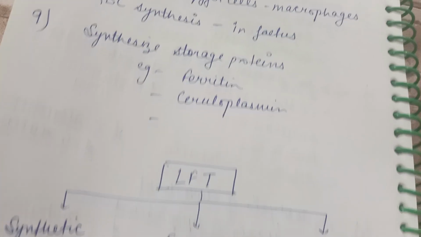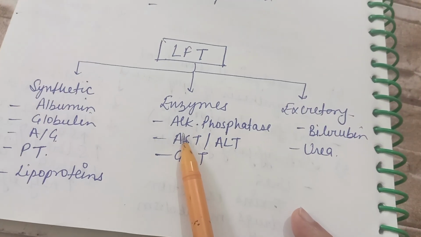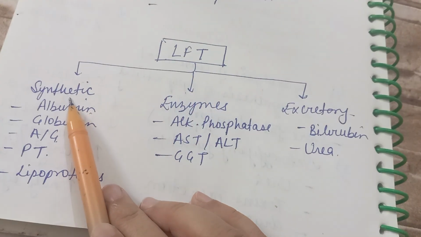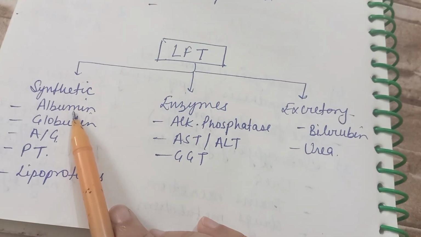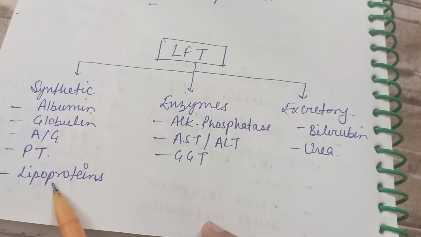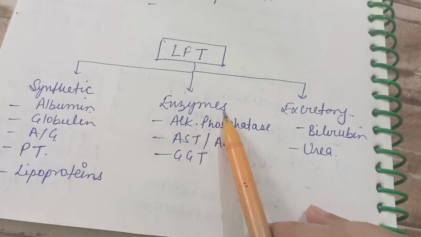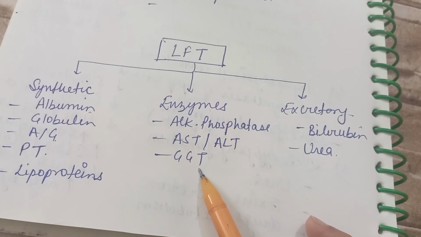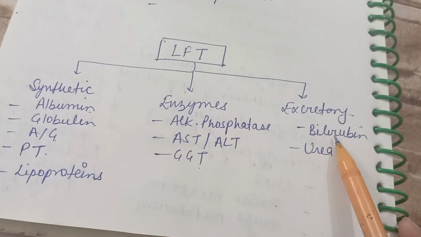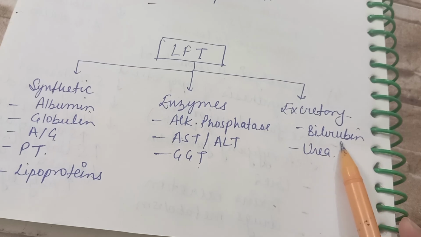Okay, so that's all about liver function tests. If you broadly categorize these tests just to remember, then there can be synthetic function of the liver. So we test albumin, globulin, A/G ratio, prothrombin time, and various lipoproteins which are synthesized by the liver. Then enzymes can be tested to see the damage in the liver, and various excretory functions to check toxins, for example urea and bilirubin metabolism, can be tested using total bilirubin and direct and indirect bilirubin.